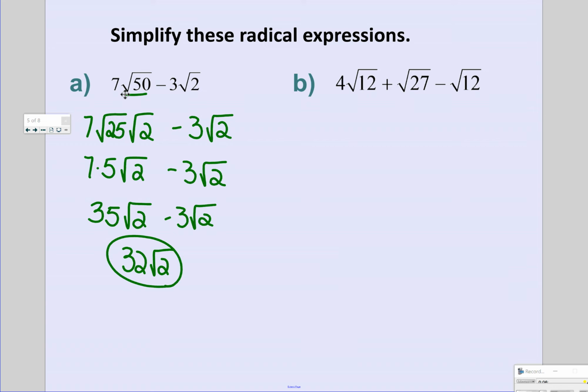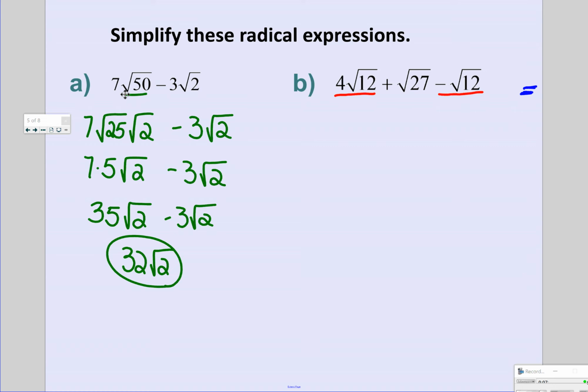Let's look at letter B. Once again, not all of these are the same radical expressions. Now, we do notice that we have 4 square root of 12 minus a square root of 12. We could subtract these right off the bat. So if we want to do that, we could. The other way we could begin by simplifying this is by noting that the square root of 12, the square root of 27, and the square root of 12 again, all of these square roots could be simplified further because all of those have perfect square factors.